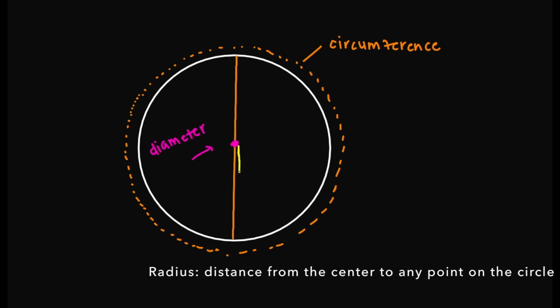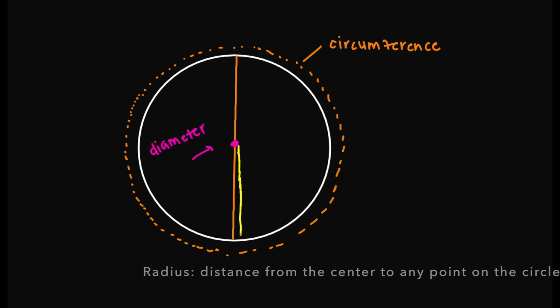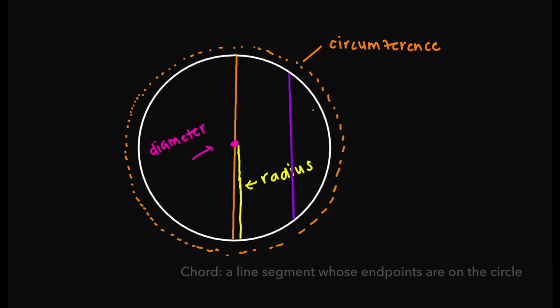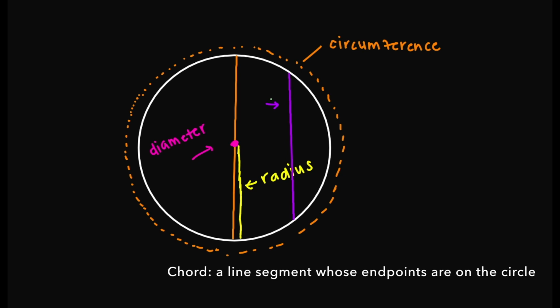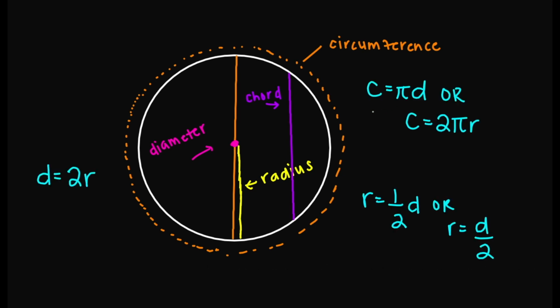So this is an example here of a radius, which is right here. And then you have a chord. So this purple line here is going to be my chord. So this is just going to be a line segment whose endpoints are on the circle. So you have your circumference right here. Your formula for your radius is here, and then your formula here for your diameter is here.